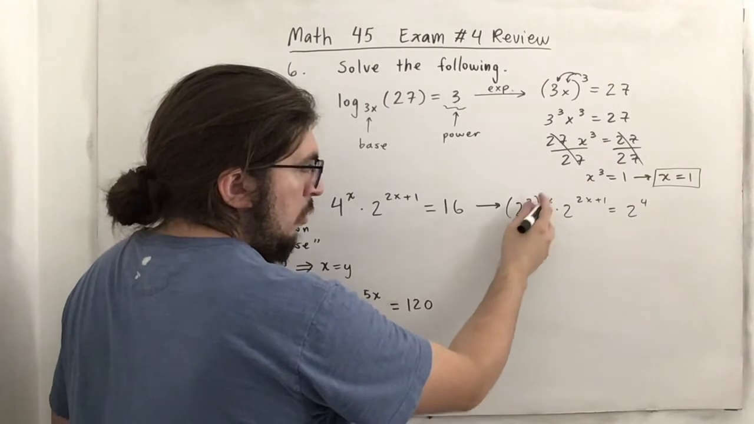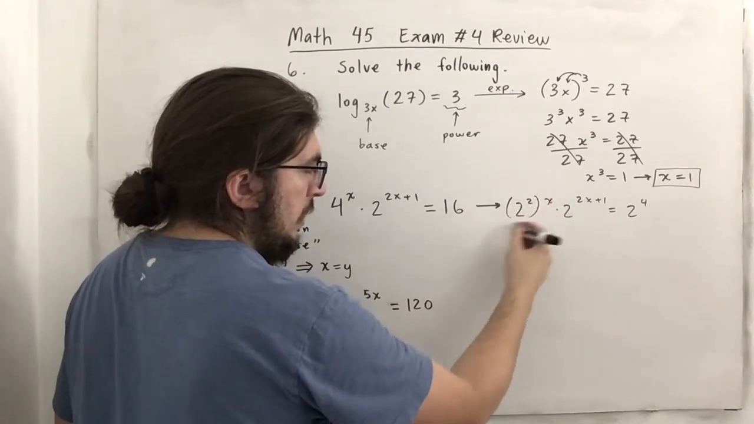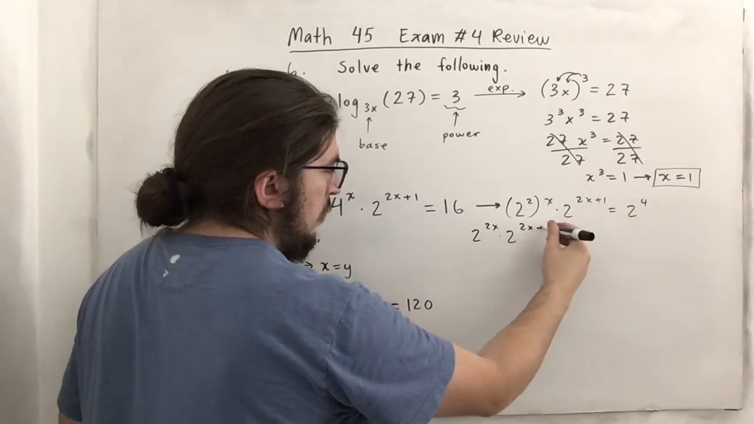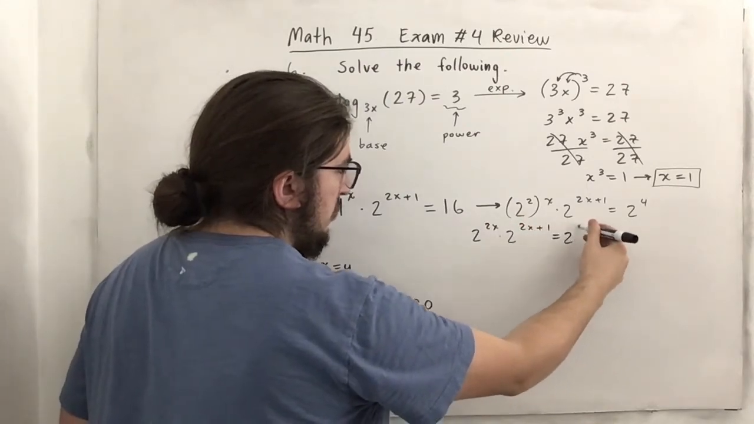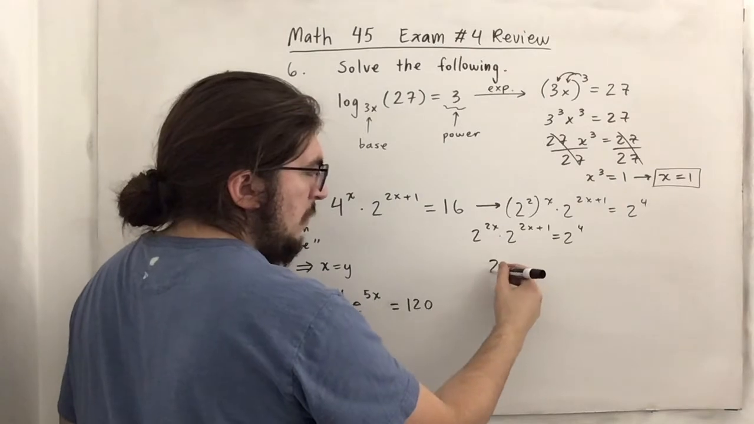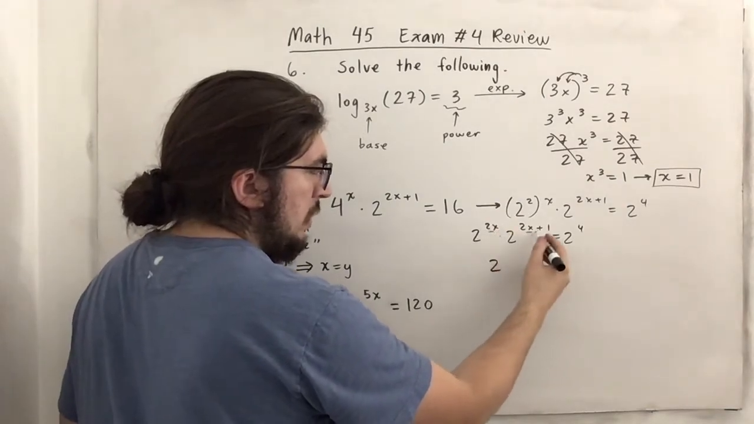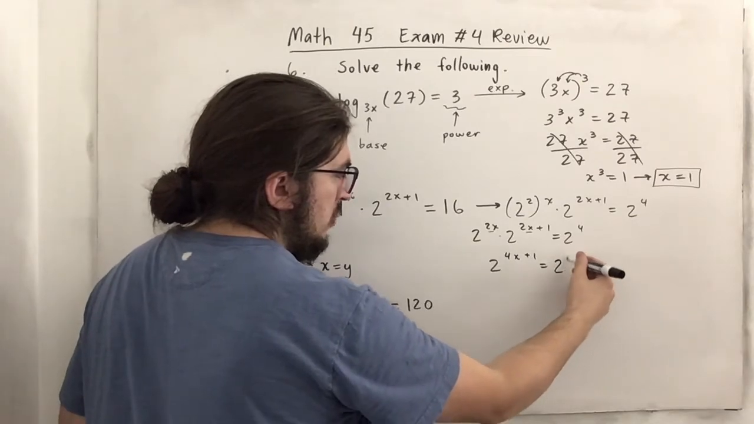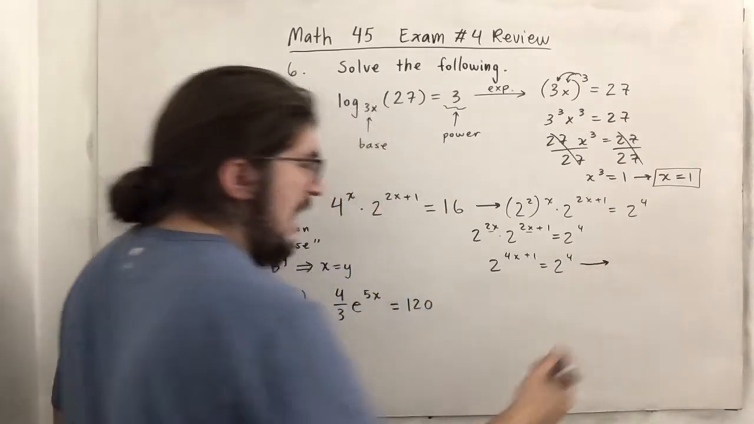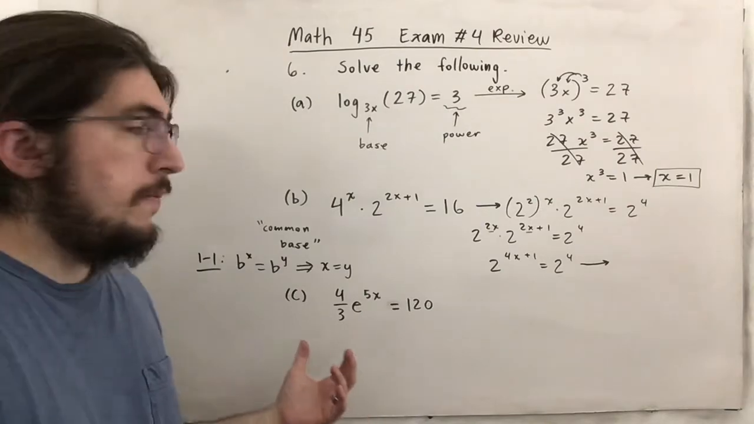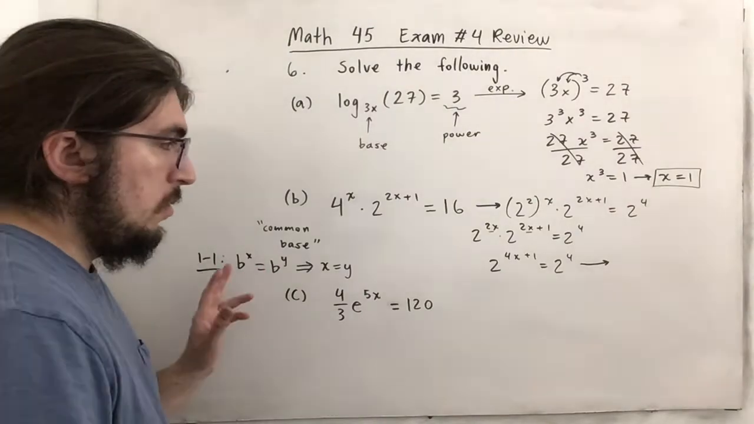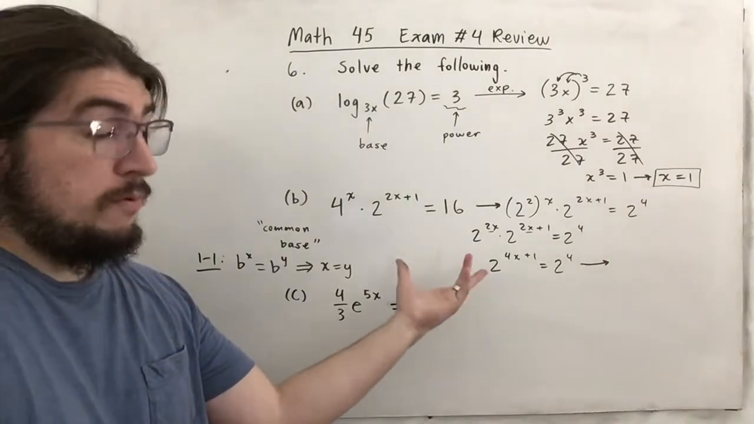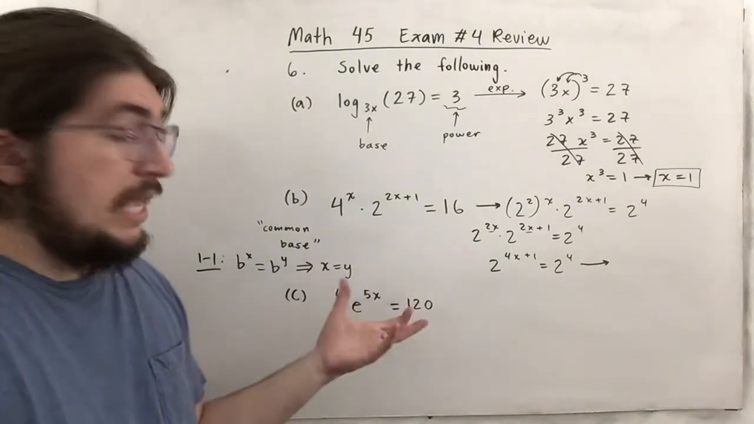So if we multiply these two powers, we get 2 to the 2x. So 2 to the 2x times 2 to the 2x plus 1 is equal to 2 to the 4. Then we can combine these by adding the exponents. Notice 2x plus 2x is 4x, plus 1, equals 2 to the 4. Perfect. Now we can definitely apply the one-to-one property, and we're almost done. So the one-to-one property says that if the bases are the same in this equality, which they are, both 2 in this case, then the exponents must be the same.